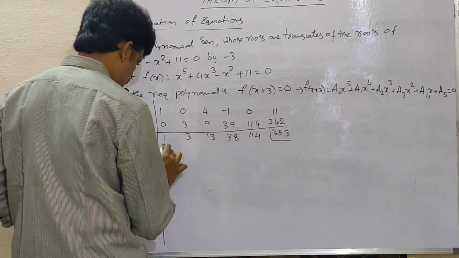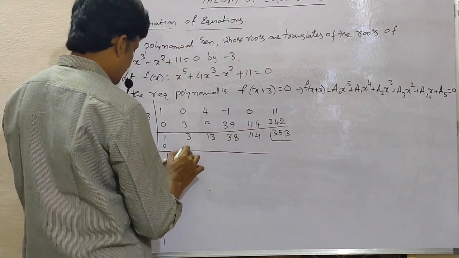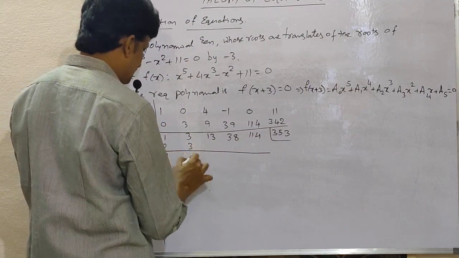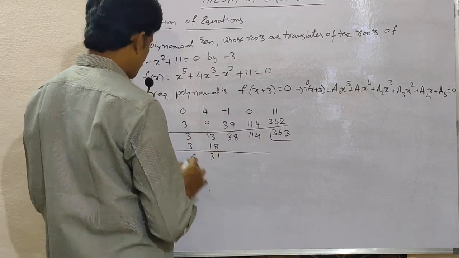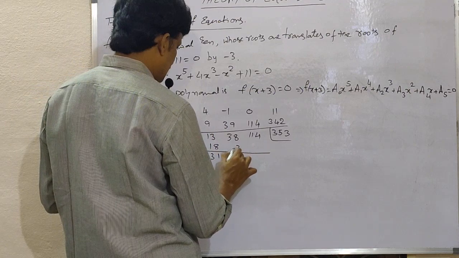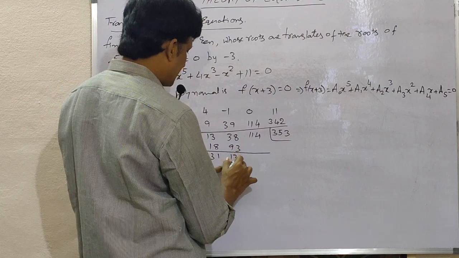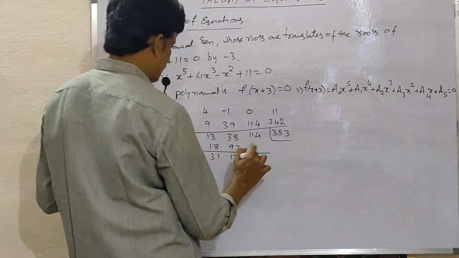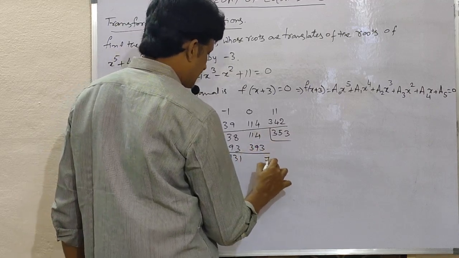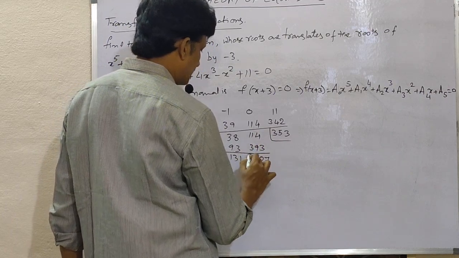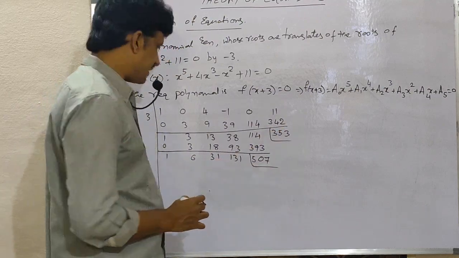Now again continue the same procedure. This is 1 again. 3 into 1, 3. 3 plus 3, 6. 3 6s are 18. 18 plus 13, so this is 31. Now 3 into 31, that is 93. Again add these two, 131 we are getting. Now 3 into 131, that is 393. Again add these two, 507. Separate the last one. Every time we need to separate the last one. These are the required coefficients we are getting.